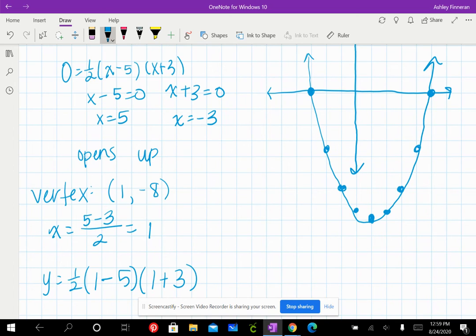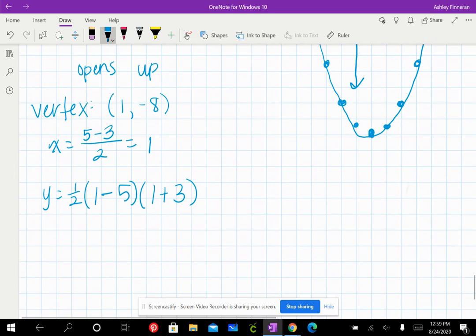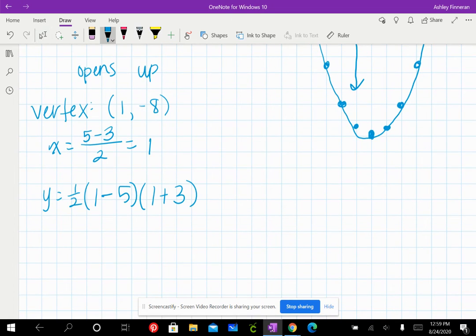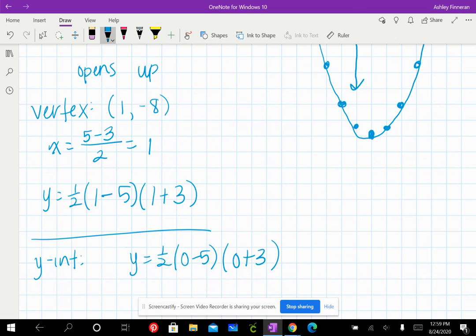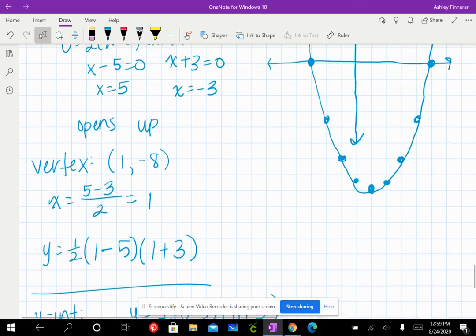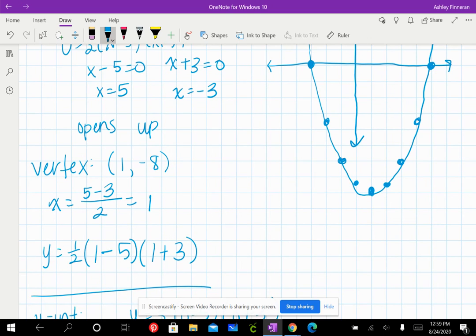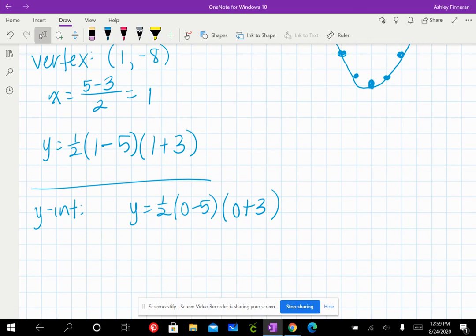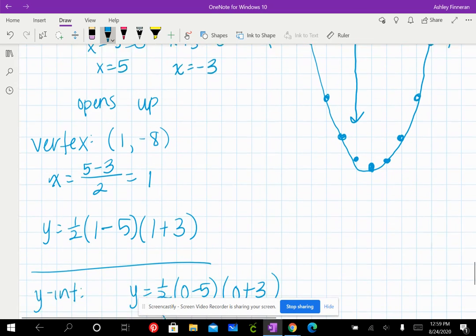Y-intercept. Oh, there's the bell. We plug in 0 for x. So we have y equals 1/2 times (0 minus 5) times (0 plus 3). So we actually already have that on here too. But negative 5 times 3 is negative 15, divided by 2 is negative 7.5, although I could have just read that from the graph as well.